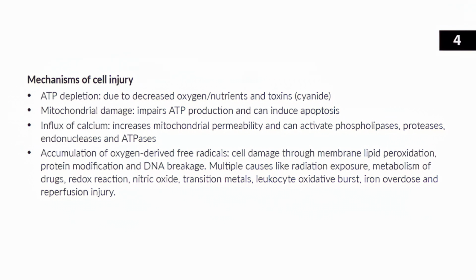They can also be created by a lot of different things. So how do you get those free radicals? Well, radiation exposure, metabolism of drugs, redox reaction, nitric oxide, transition metals, a leukocyte oxidative burst. Now, some of these are desirable, like the leukocytes creating an oxidative burst, because this can be useful in killing bacteria. Of course, radiation would not be a good way to encounter free radicals.